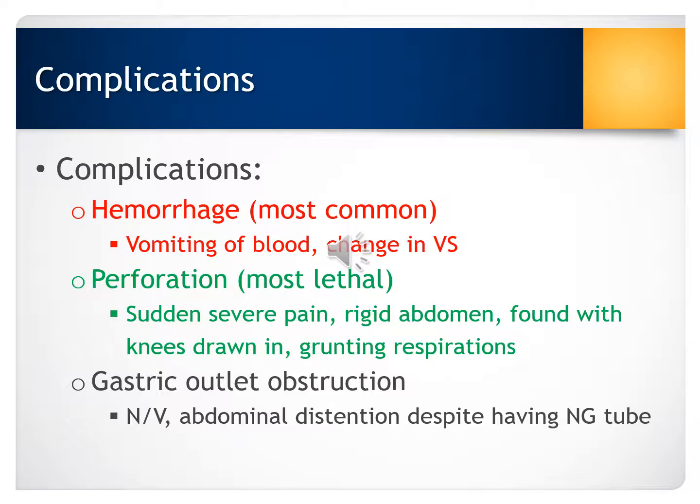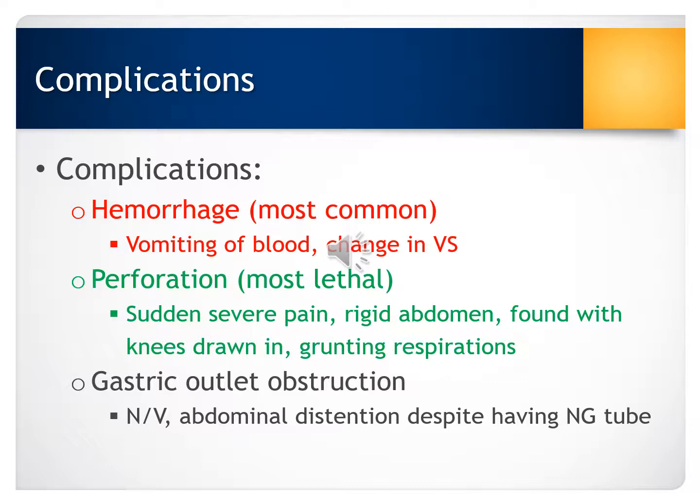There are 3 major complications of chronic peptic ulcer disease. These include hemorrhage, perforation, and gastric outlet obstruction. All are considered emergency situations and may require surgical intervention. Hemorrhage is the most common complication, and typically the patient presents with vomiting of blood and there is a change in vital signs. Perforation is the most lethal, most times because of the high risk for infection if the stomach perforates or the intestine perforates.